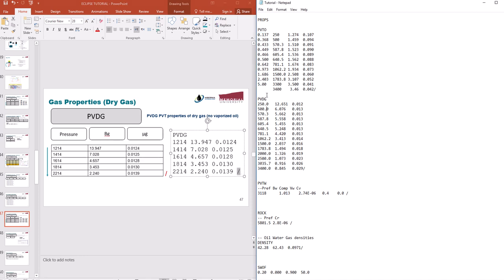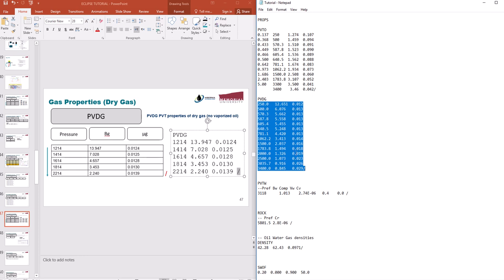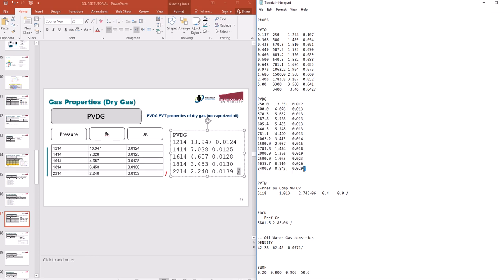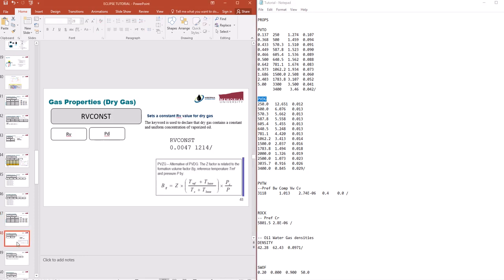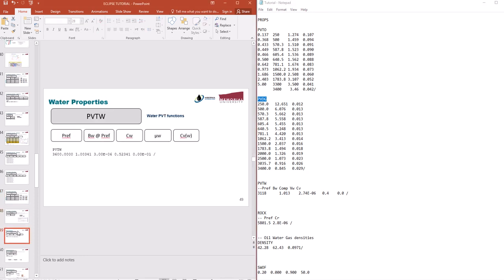So in your data file, after PVTO, write PVTG. PVTG means that we are going to provide the dry gas properties, and copy and paste this table into your data file, and it finishes with a slash as well. So right now we gave the oil properties, gas properties, and the next step is to give the water properties.